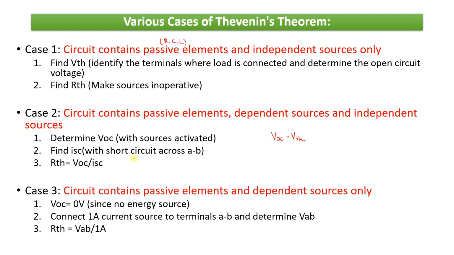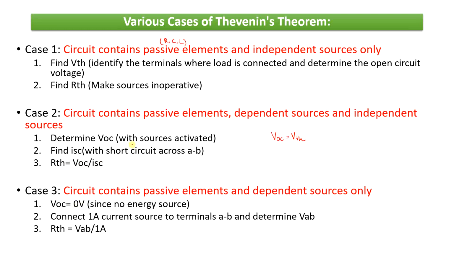Then in this case, since you have dependent sources, you need to find ISC. ISC corresponds to the short circuit across the terminal AB. These AB terminals correspond to the open circuit terminals which you initially used to compute the Thevenin voltage. Now you need to make it a short to compute the value of the short circuit current. Then to compute R Thevenin, you will consider it as the ratio of the Thevenin voltage divided by the short circuit current.